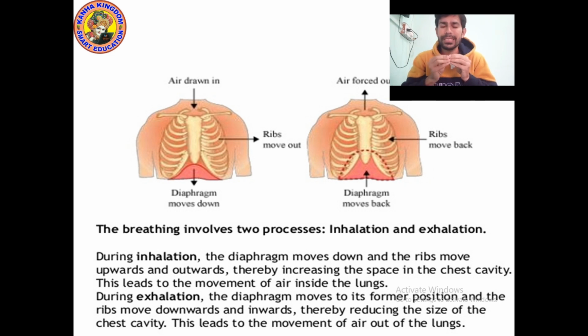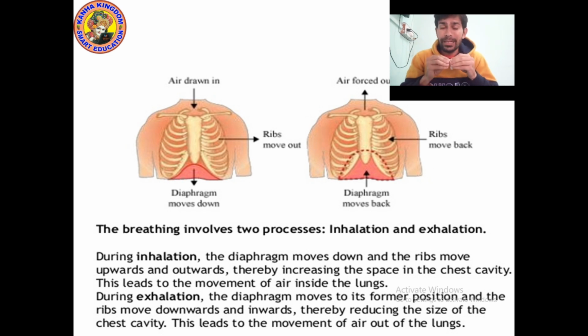Okay, during exhalation, what happens? During exhalation, the diaphragm moves to its former position and the ribs move downward and inward. But during inhalation, the ribs move upward and outward, and during exhalation, the ribs move inward and downward, thereby reducing the size of the chest cavity. This leads to the movement of air out of the lungs.